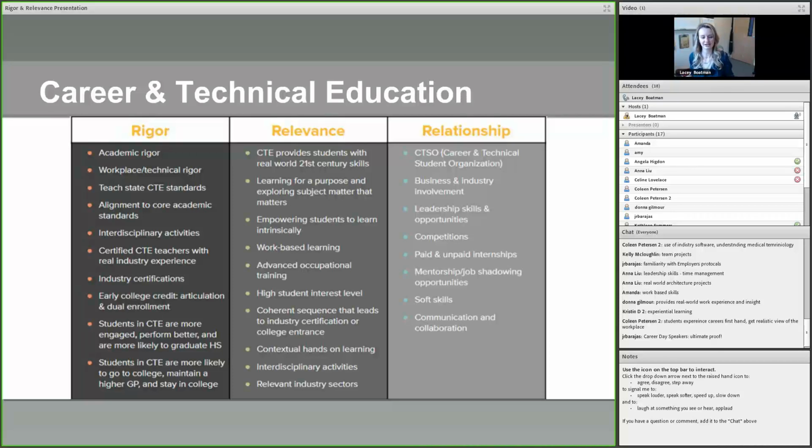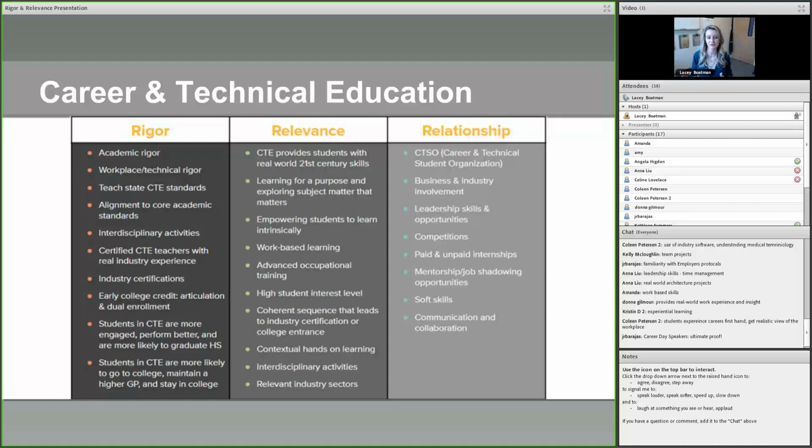This chart here, again, is linked. If you click on the image, it takes you to a Google Doc of this chart. I want to call it a T-chart, but it's not because there are 3 columns. It breaks out the rigor found in CTE, the relevance found in CTE, and even the relationship pieces. So if we're looking at relevance and how CTE is relevant, we provide students with real-world 21st century skills, learning for a purpose and exploring subject matter that matters.